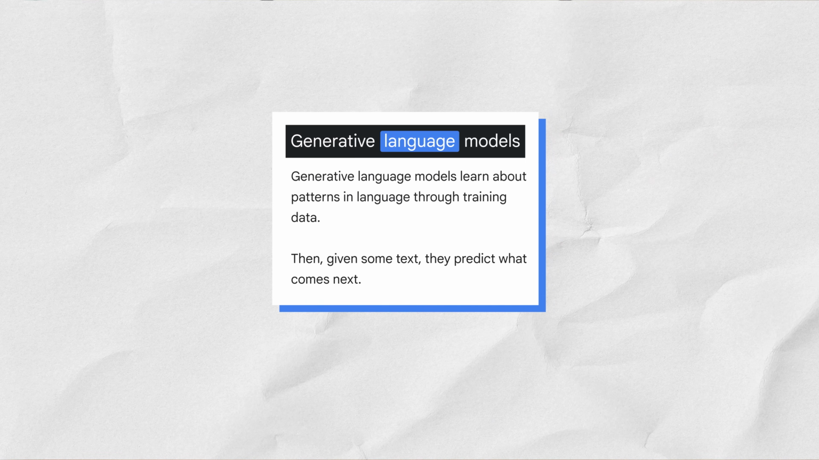Like I mentioned earlier, a generative language model can take what it has learned from the examples it's been shown and create something entirely new based on that information. That's why we use the word generative.